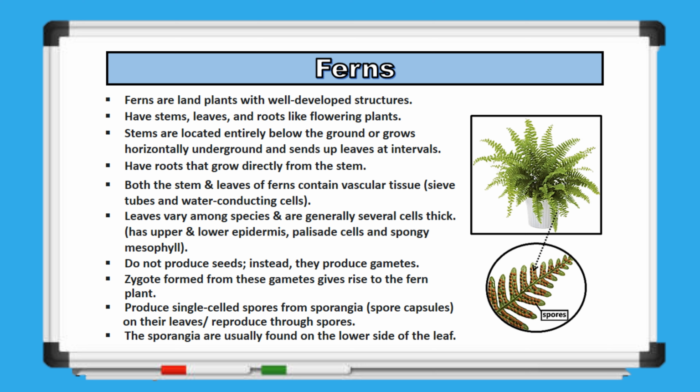The roots of ferns grow directly from the stem, and both the stem and leaves contain vascular tissue, including sieve tubes and water-conducting cells. Fern leaves vary among species, but they are typically several cells thick and consist of an upper and lower epidermis, palisade cells, and spongy mesophyll.